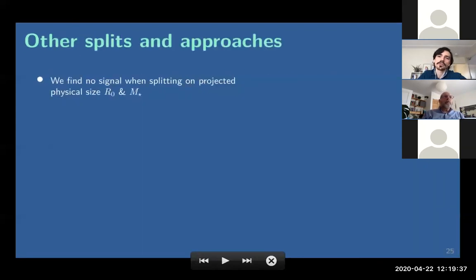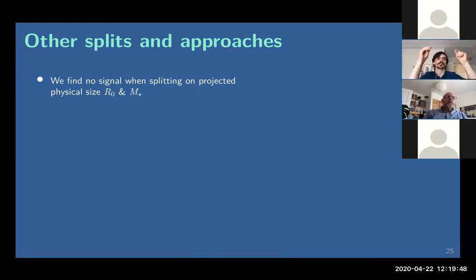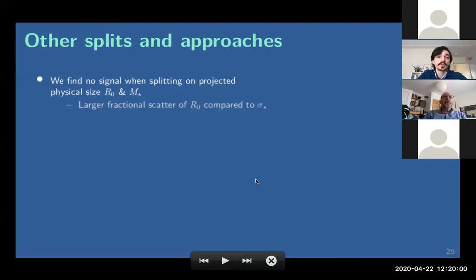Right. So we also tried some other things as well. Here we're focused on just velocity dispersion and stellar mass. Another thing that tells you about the orientation is the projected physical size. A galaxy on the sky can look smaller or larger just depending on orientation, not the real size of the galaxy. As a matter of fact, we don't find any signal when we do that. One way to explain it is that maybe this signal is washed out because the fractional scatter of the sizes is bigger than the fractional scatter in the velocity dispersion. So it may be that this signal has been smeared out in the sizes.